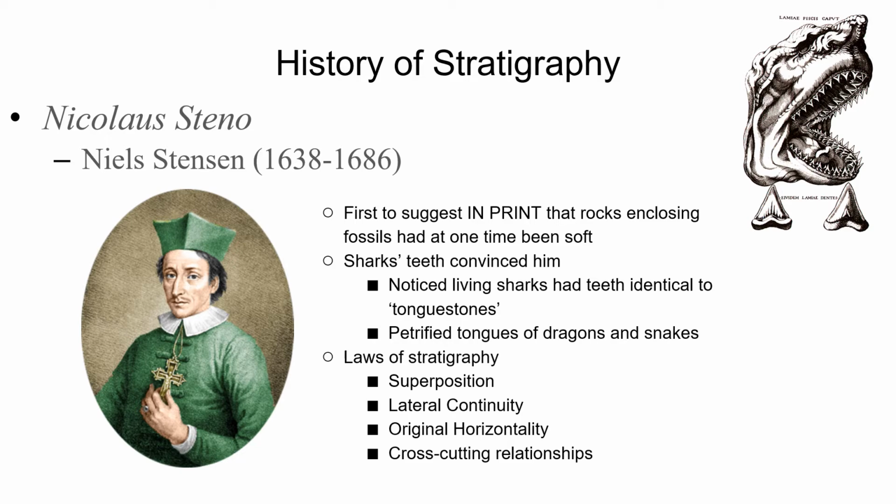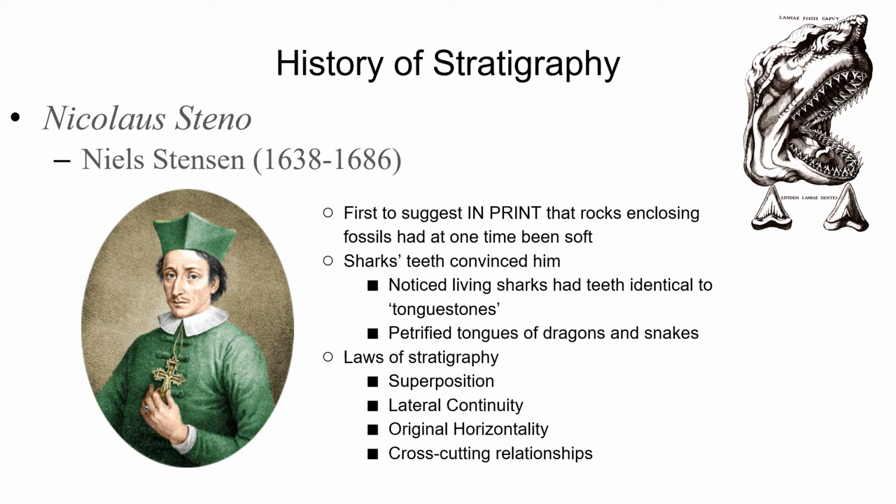He noticed that sharks, when he would find dead sharks washed up on the beach, had teeth identical to these bizarre little structures found in rocks that some people called tongue stones. What these people originally thought was that these tongue stones were the petrified tongues of dragons and giant snakes. How they got a tongue out of a shark tooth, I have no idea. But luckily, Steno was the one to say, nope, these are shark's teeth.